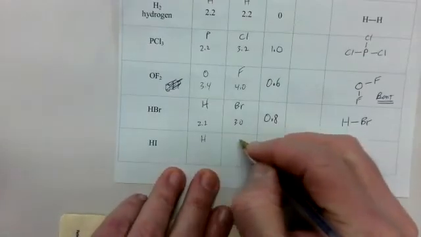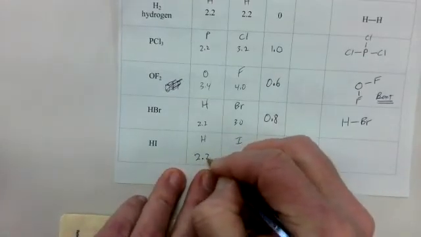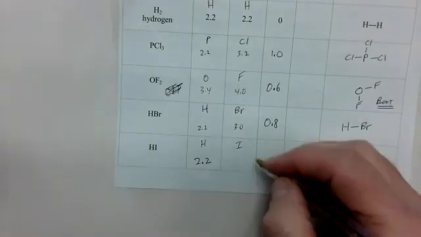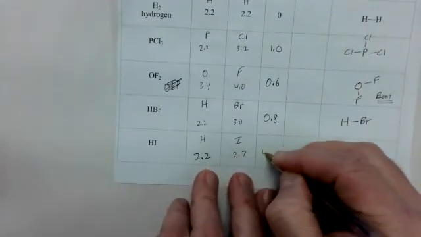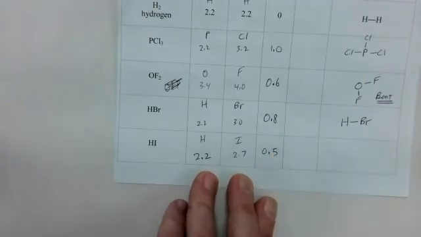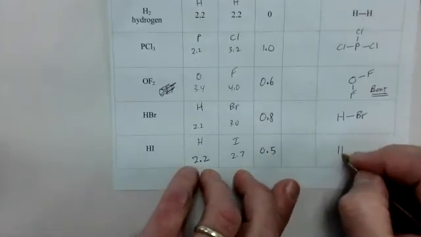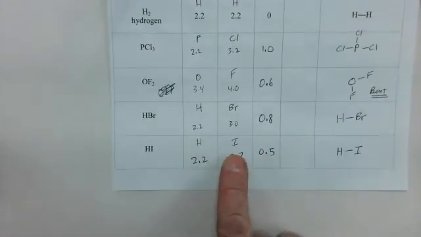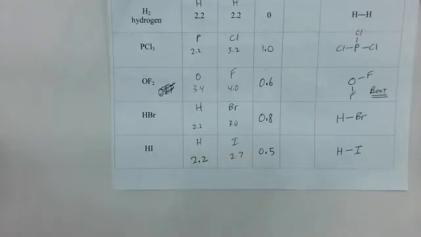Now H and I. H is 2.2, and iodine, when we look up iodine, is 2.7. So the difference here is 0.5. And H is going to bond to I like that with a single bond. There's 1 dot for hydrogen, 7 for iodine, and they go together in a 1-to-1 ratio.